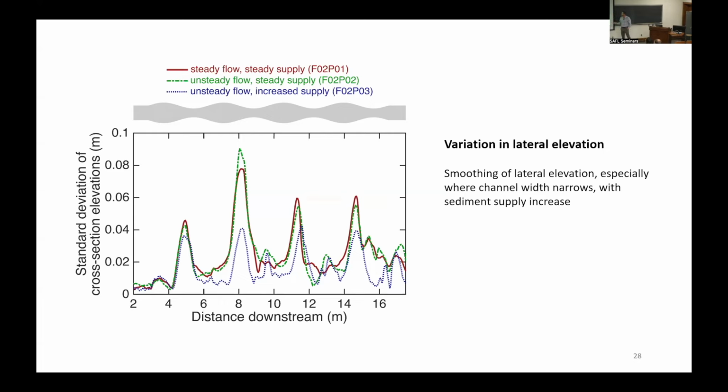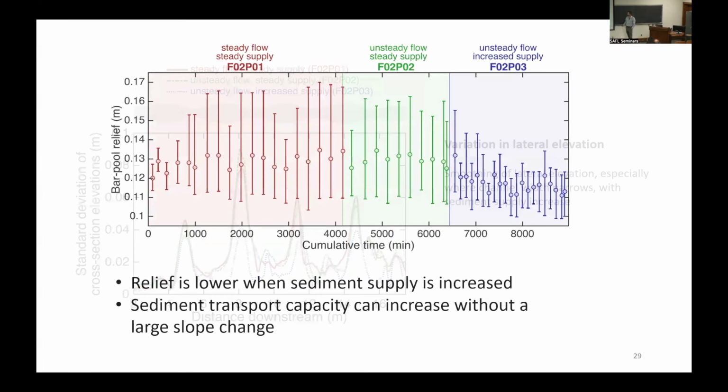But then when I look at the third phase where we doubled the sediment supply, that falls way off. It becomes much less variable in the cross-stream elevation, meaning that these big bumps in the middle of the channel smooth themselves out. So we've smoothed out the lateral variation in the topography when we increase the sediment supply. We also can look at the bar pool relief, so the difference in elevation between the bar tops and the adjacent pools. Going from phase 1 to phase 2, there wasn't much of a change with that.